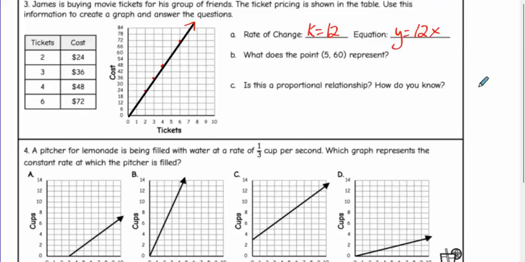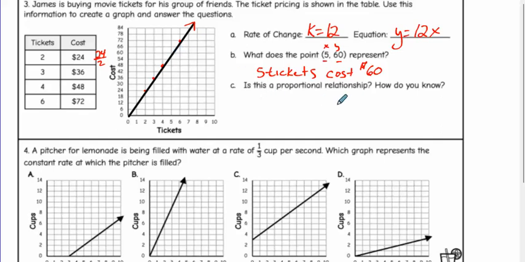All right, let's check your work so far. So your rate of change would have been 12. That's just your y over your x. So that's 12. Equation y equals 12x. So what does the point (5, 60) mean? Well, this is your x value. This is your y value. So 5 means your tickets sold. So 5 tickets. And your y is your cost. So costs $60. All right. That's what that means. So whatever your x value is, the y value is how much it would cost.